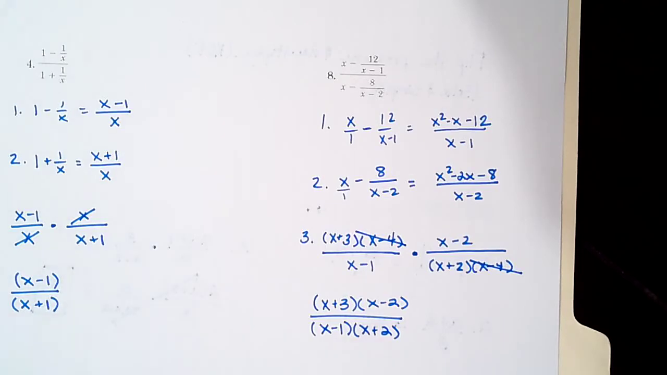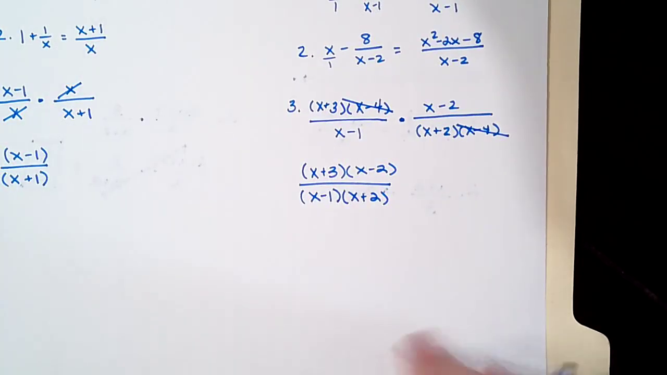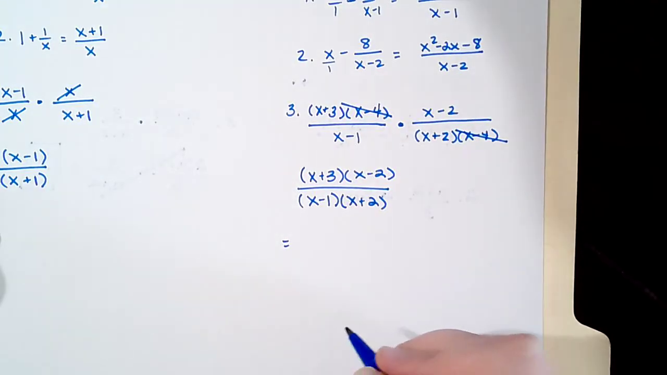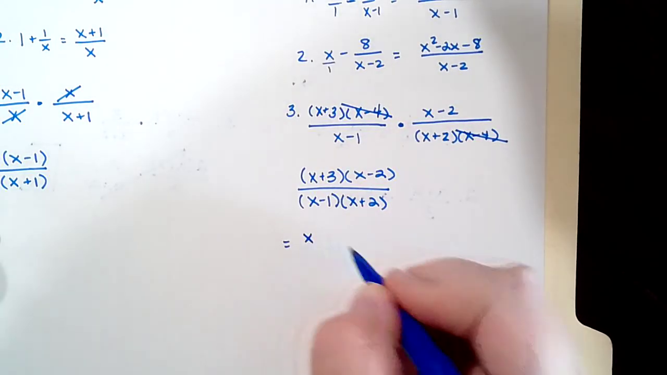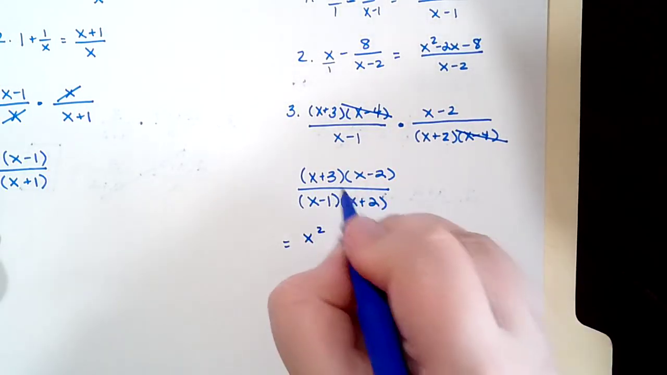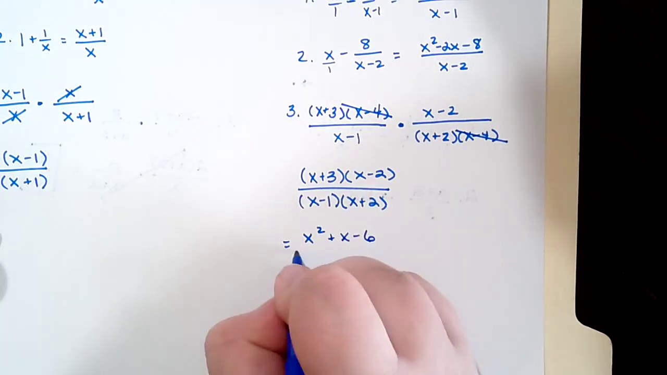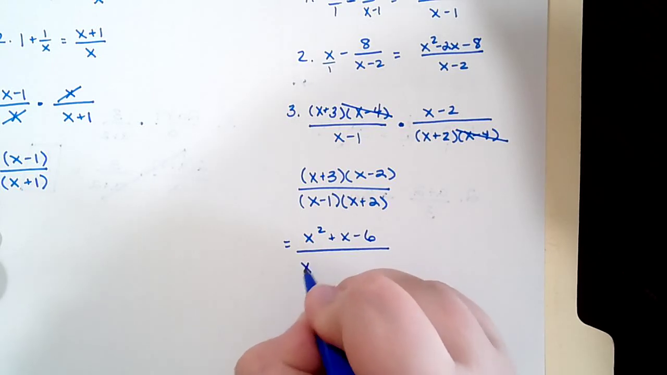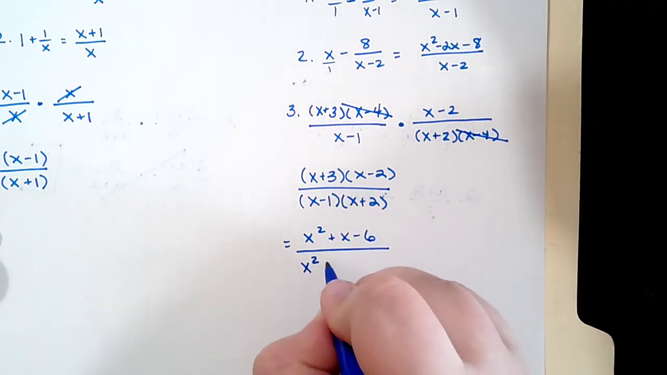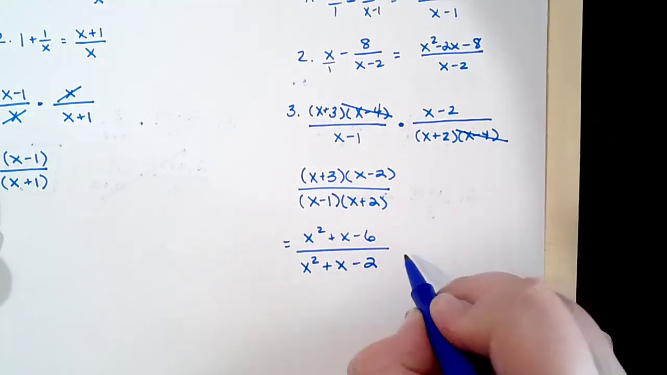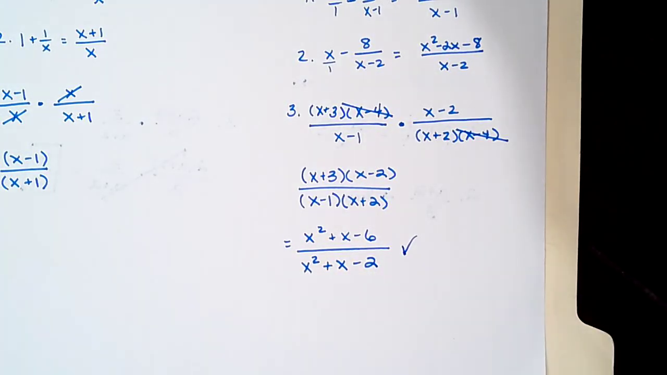For the sake of being an awesome mathematician, both you and I are now going to FOIL these, just so that we can make them look a little bit nicer. I have an x squared on top. I get plus x minus 6. On the bottom, I get x squared plus x minus 2. Can't simplify that, so there's my final answer.